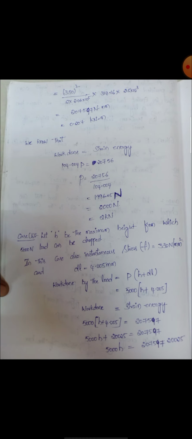So that is the maximum height from which 5000 Newton load can be dropped, that is 37.51 mm, and the maximum load that can be dropped on the stopper is nothing but 2 kilonewton. So this is the sixth problem. So strain energy problems are completed.